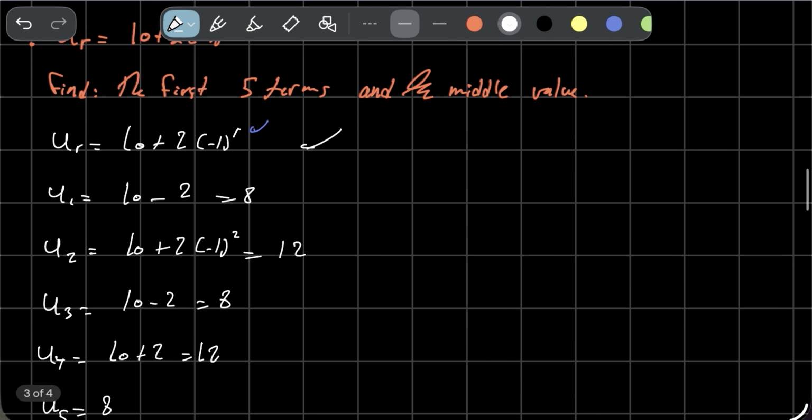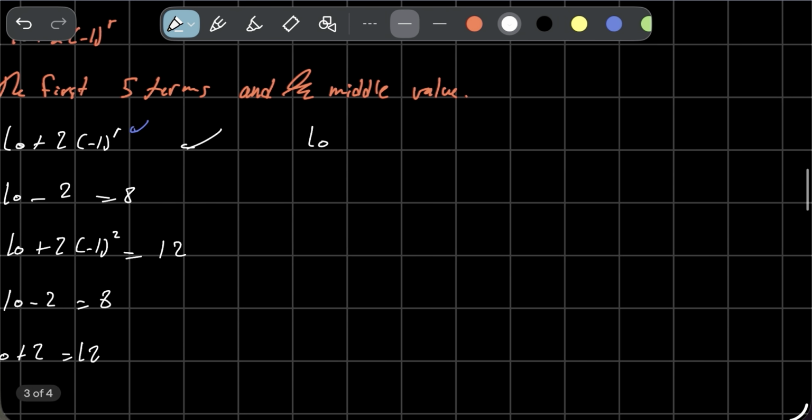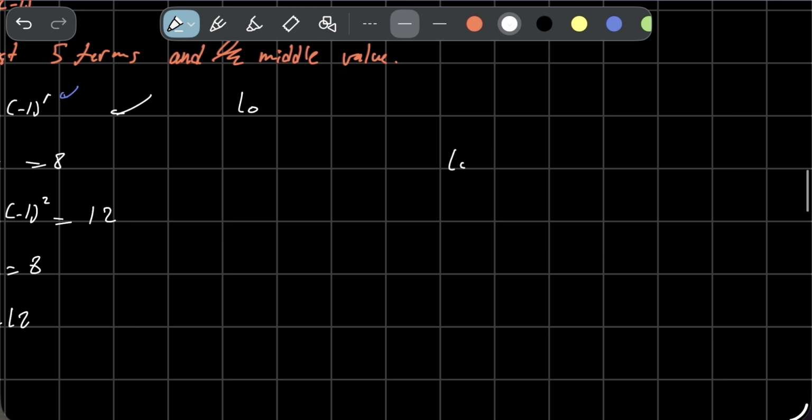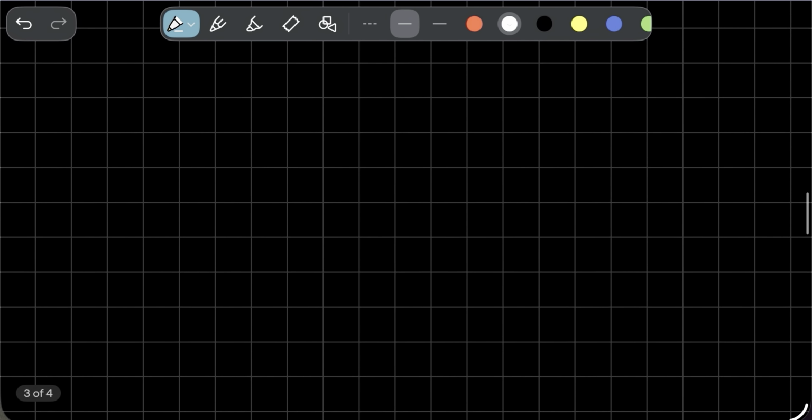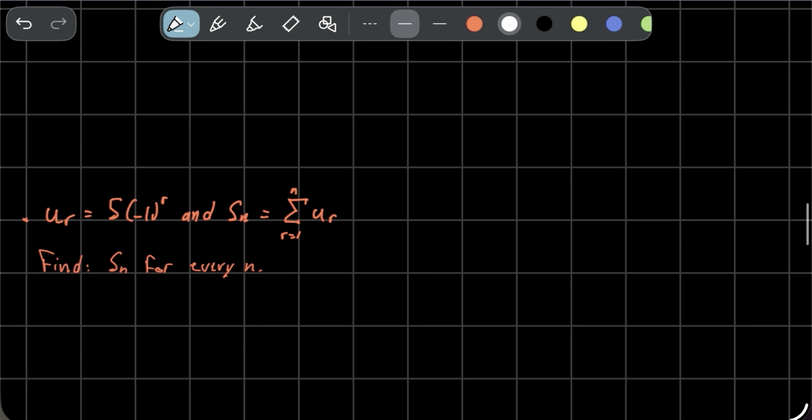So the middle value is obviously 10 because they oscillate around 10. Okay, so this is the middle value, 10. The numbers oscillate between 8 and 12. Let's go to the next example.